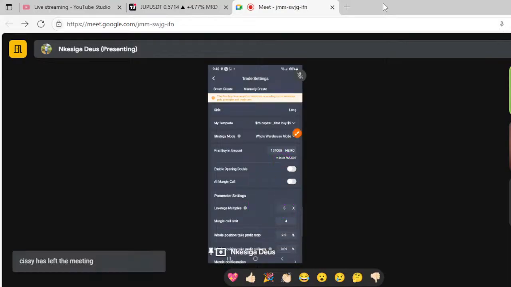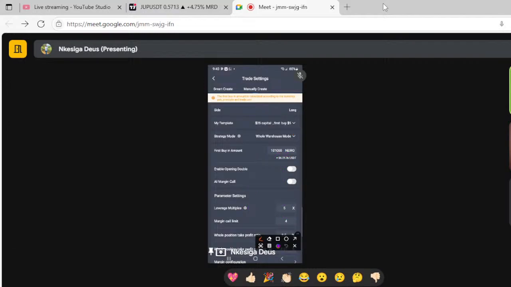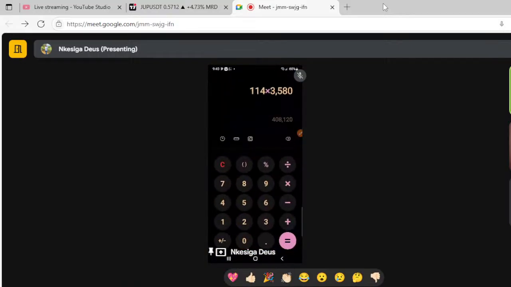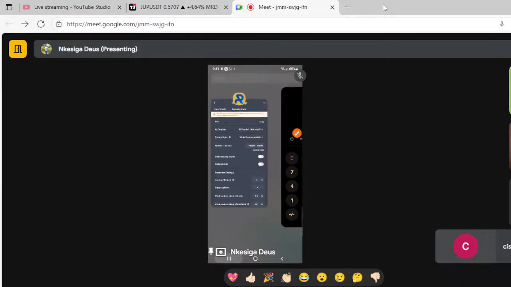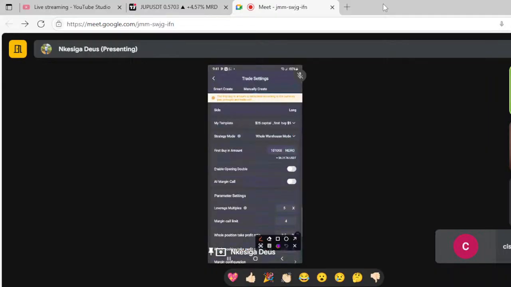Am I clear? So for example, now I have 56.3. If I get my calculator and I say 56.3 divided by 5, I get 11. That means as I speak, I have used $11 to trade this coin. That's what it means. Is it hard, guys?